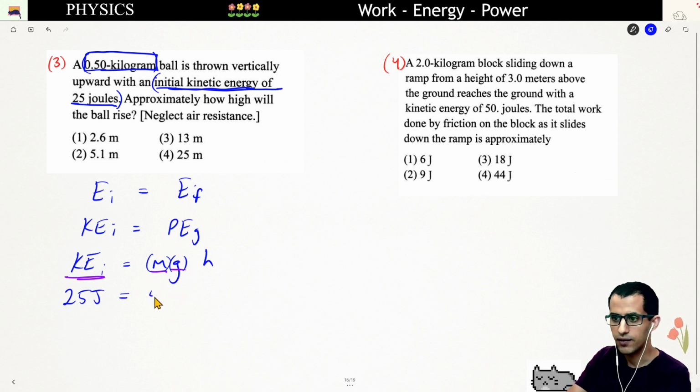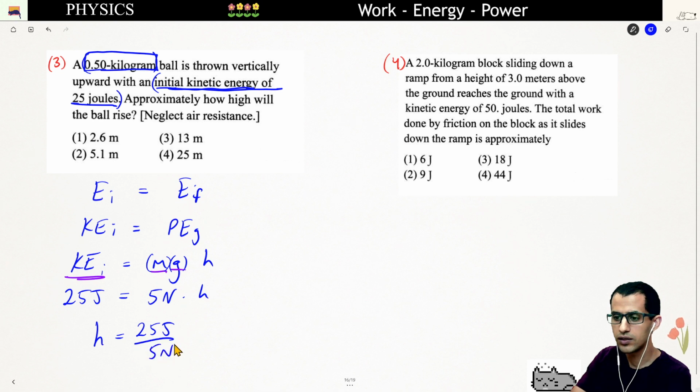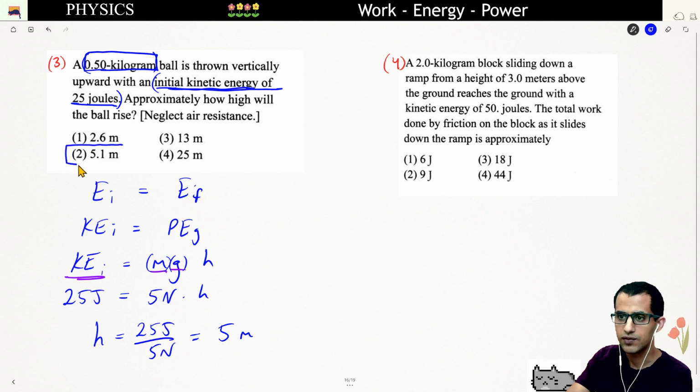And then we get 5 newtons here times h, which means the height is going to be equal to 25 joules divided by 5 newtons. And that gives us 5 meters as the answer. Here they have the answer as 5.1 because instead of using 10 for gravity, you use 9.8. It's close enough, but I know that this is going to be the correct answer.